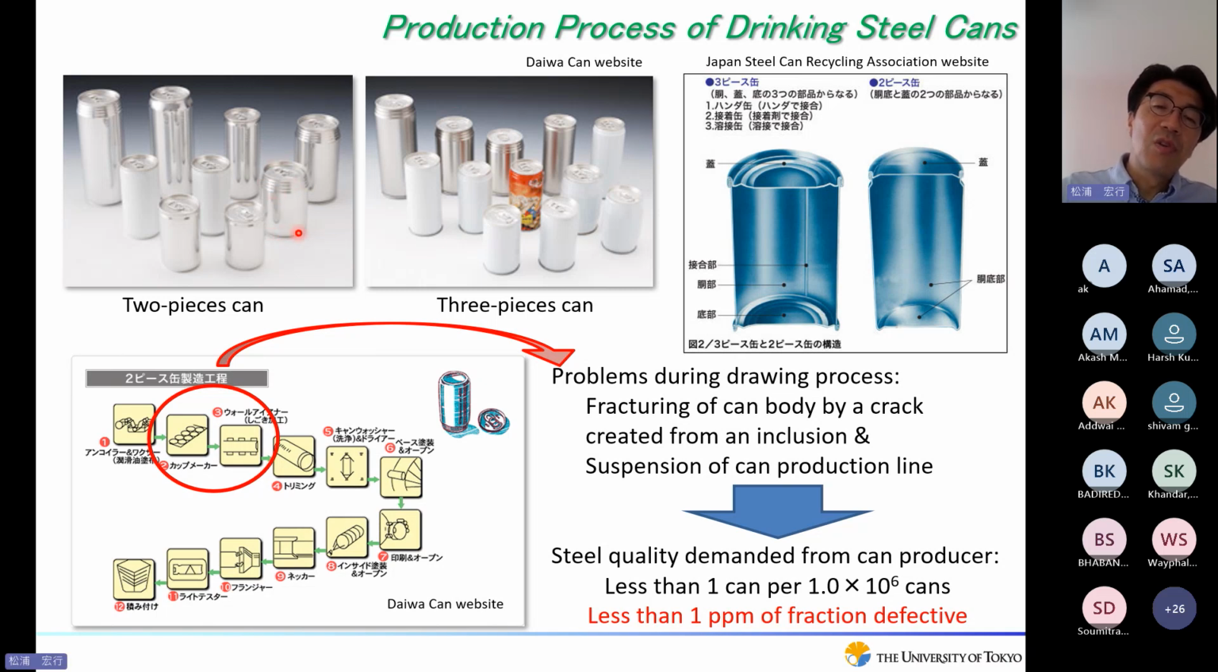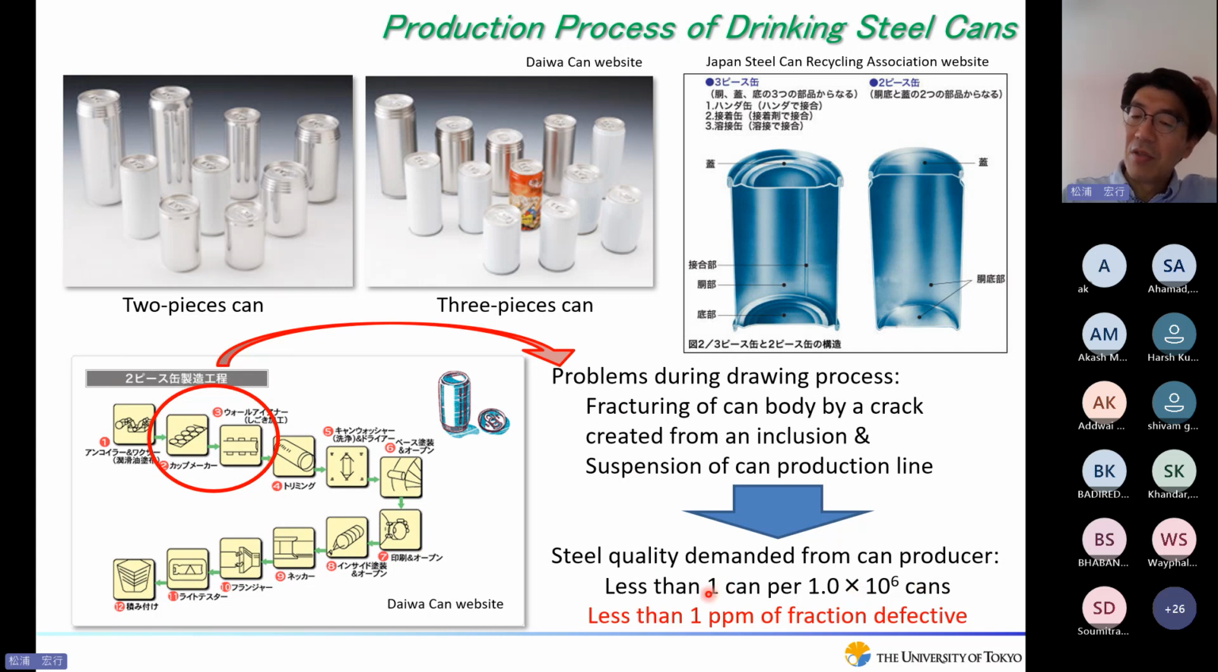In that case, you need to draw the steel plates very deeply. But if you have any tiny non-metallic inclusions, the breakage of steel sheets happens from that point. Then you need to suspend the can production line, and it will lower the productivity of the process. In this Japanese case, the steel quality demanded from the can producer is to realize less than one can fracture per 1 million cans produced.